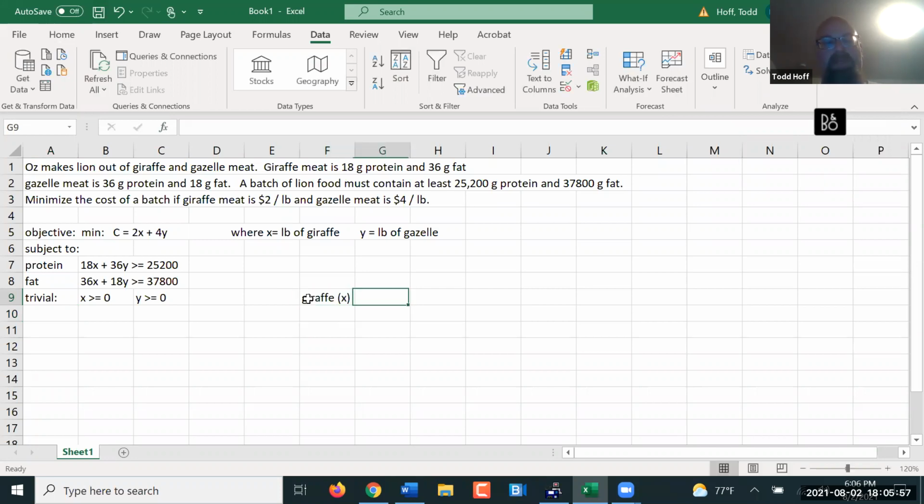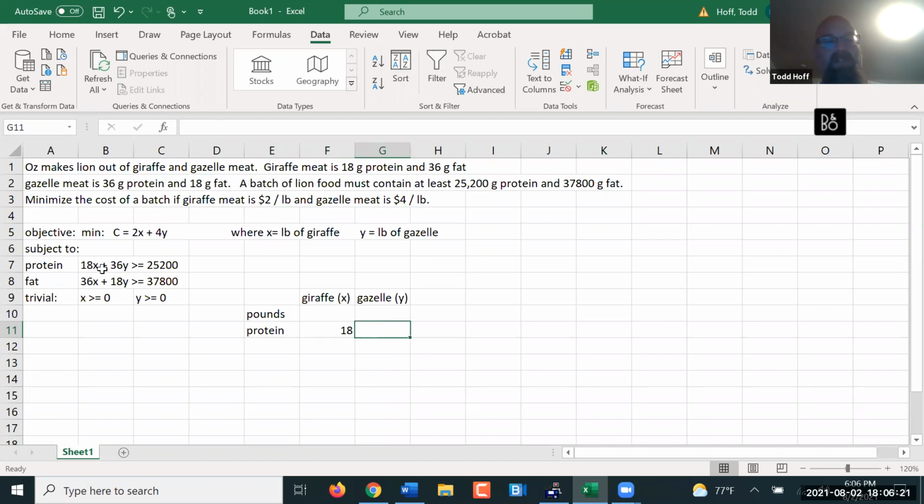So let's look at giraffe meat, which is our variable x, and gazelle meat, which is our variable y. This is just going to be pounds of each. This is basically the value of our variables, x and y here. We're going to leave those blank. Then we have a constraint for protein. Now, all I'm putting in here are the coefficients.